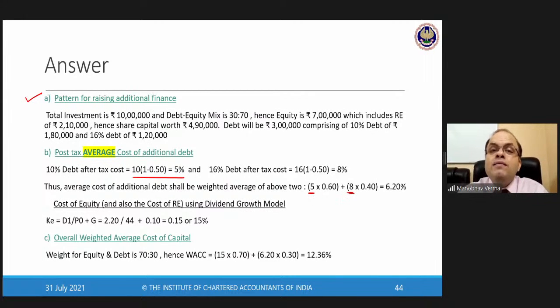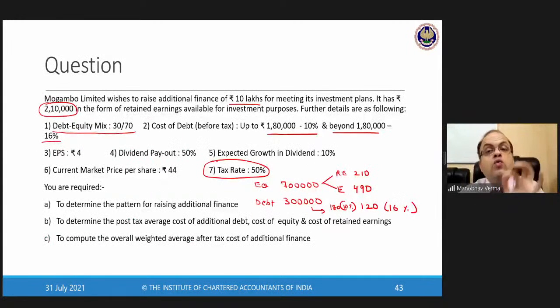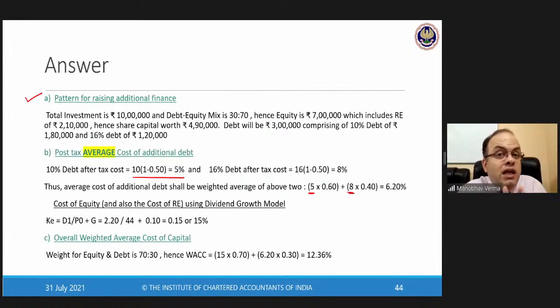That is multiplied with a ratio. Which ratio? Not 70-30, the ratio of the 180, 120. 180 and 120, that's a split of 300,000. That's 60% and 40%, giving us an additional debt cost of 6.2, guys. Hope it makes sense to everyone. I already saw answers coming in from Anand, 6.2%.